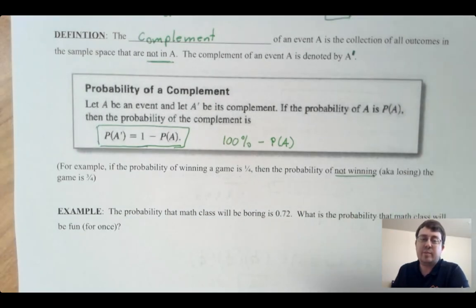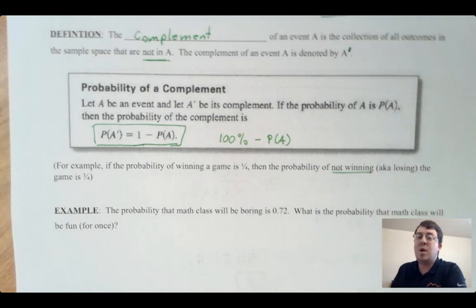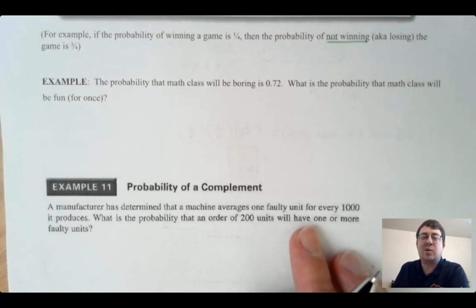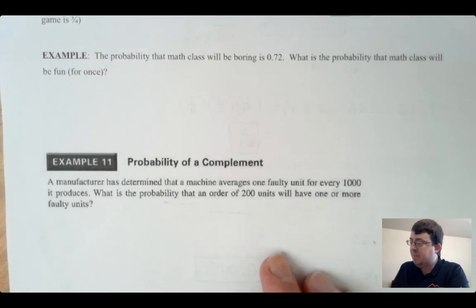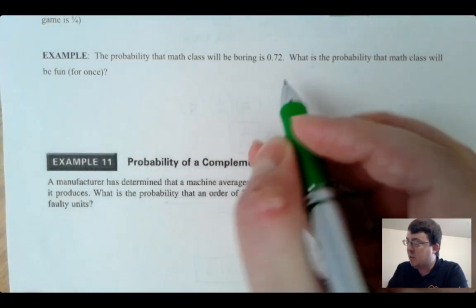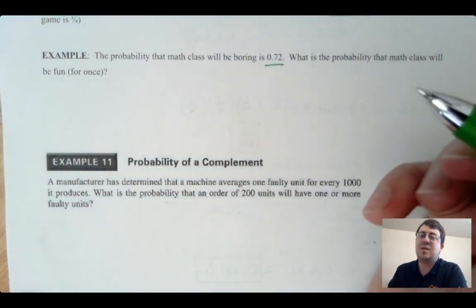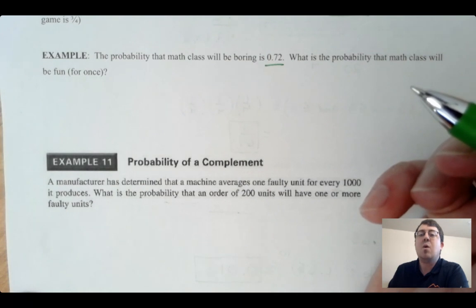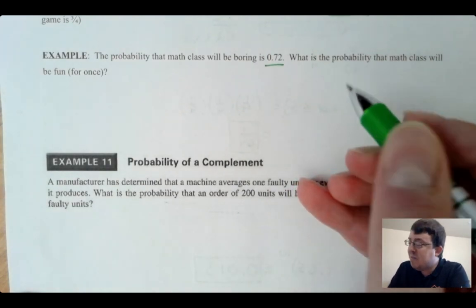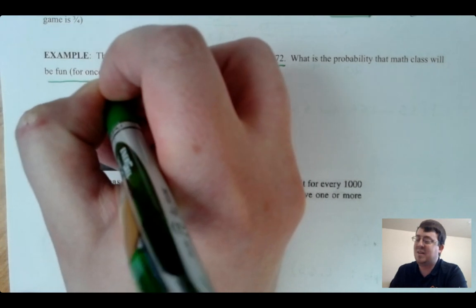You didn't win. Okay, so let's do one easy example and then one trickier example. Then we'll be done. The probability that math class will be boring is 0.72, 72%. Oh, that's probably true. What is the probability that math class will finally be fun for once? Oh, let's figure that out.